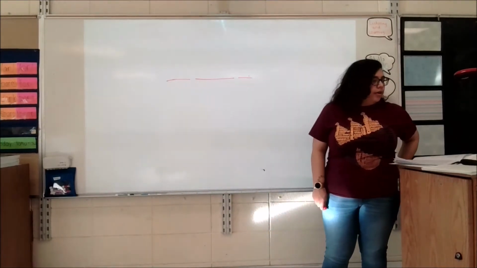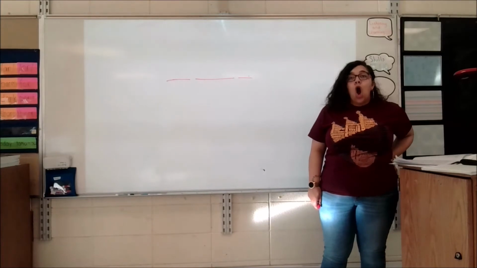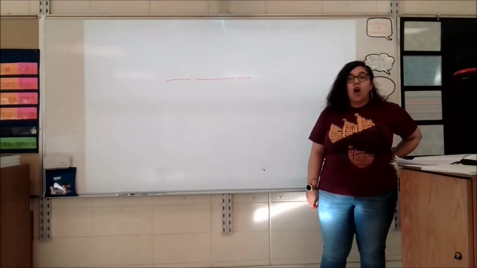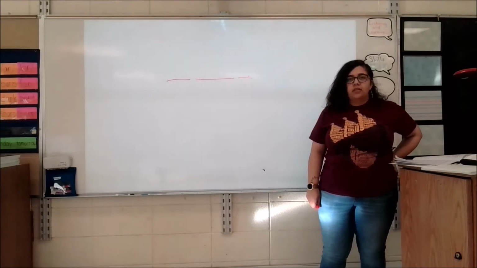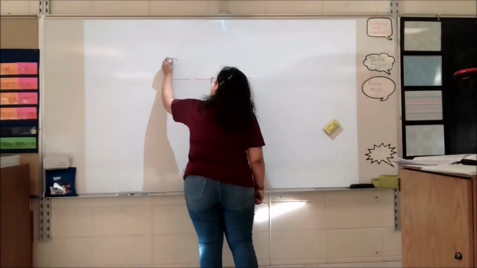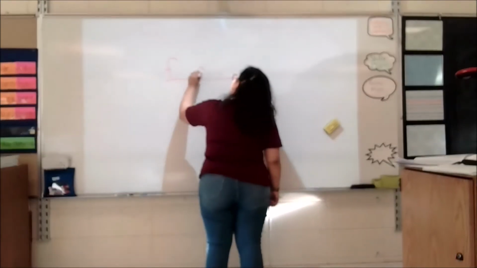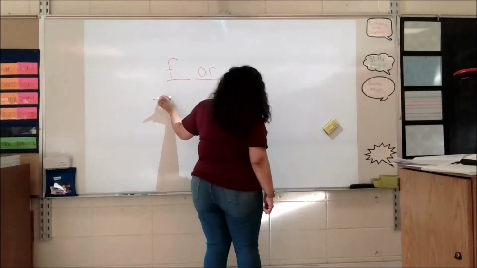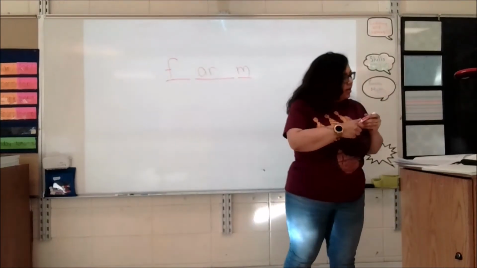All right. How about the word farm? Farm. Like cows and chickens and pigs live on a farm. How do I spell farm? Good. Yeah, that's the same beginning sound. You're right. Arm. Farm. Great work. All right, let's do another one.